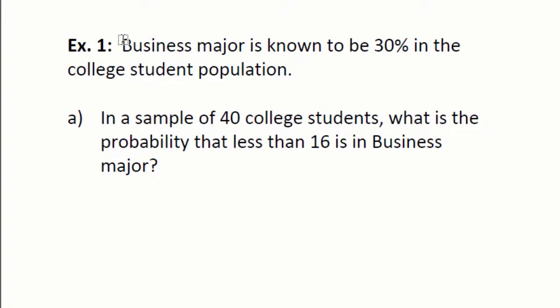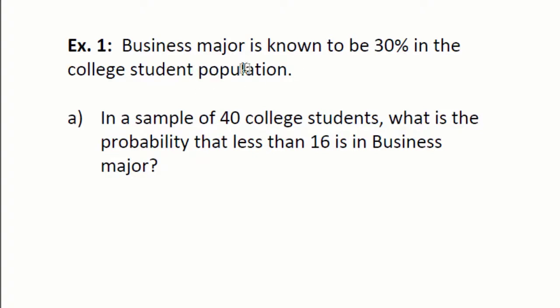So from what we have at the very beginning of this problem, everything is described in a short sentence as follows. Business major is known to be 30%. This is something that should catch our attention, but I will get back to that later. Once again, business major is known to be 30% in the college students population. Sorry for the typo here, it should be college students, plural. That's everything about a population.